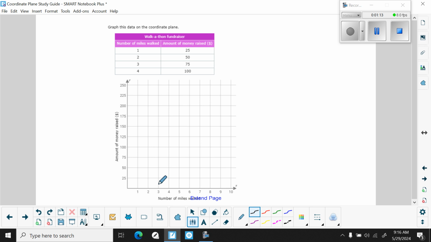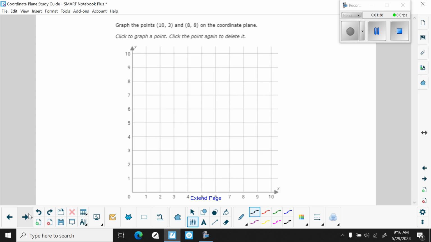So, 1 goes with 25, so you would plot that point. This is miles down here, and this is money. 2 would go with 50. 3 would go with 75. And 4 would go with 100. So that's how you would do this problem.